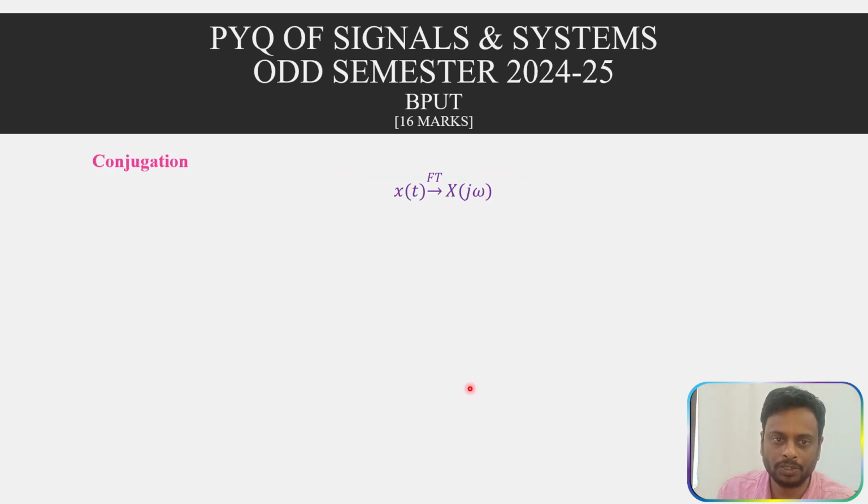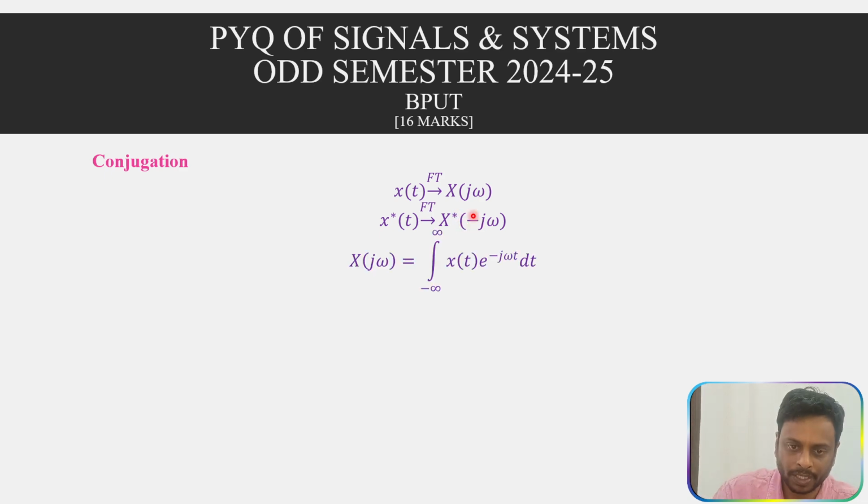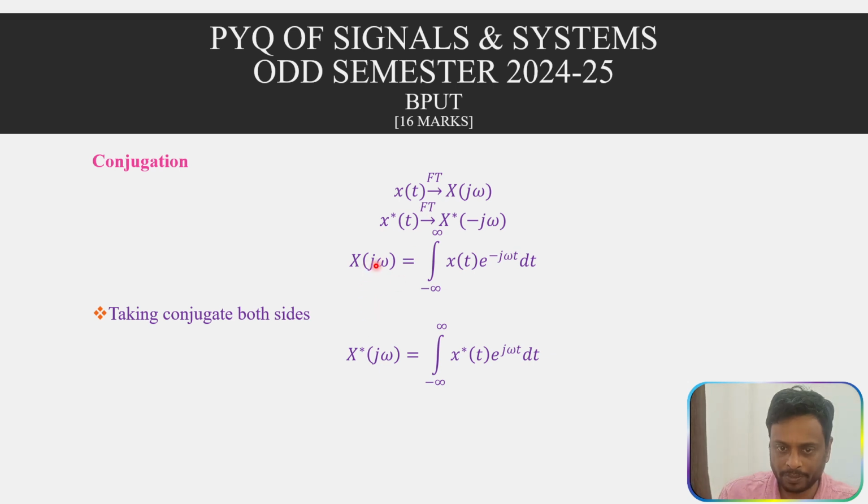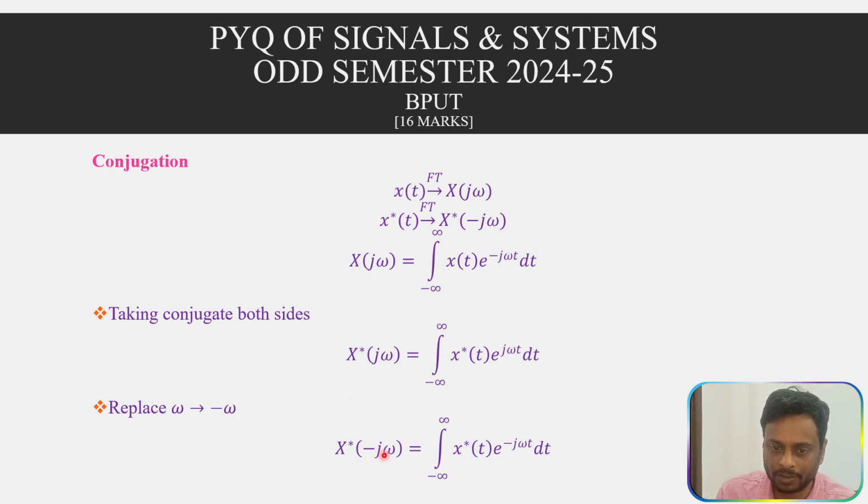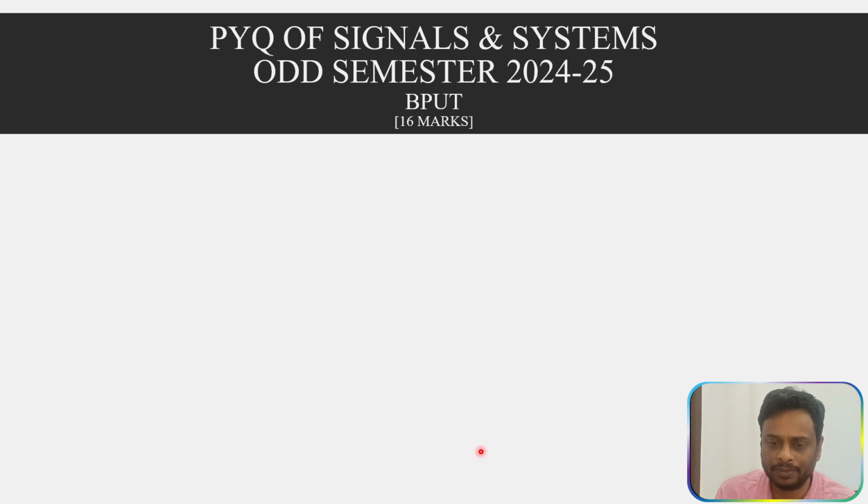Next is the conjugation property. If the Fourier transform of x of t is X of j omega, then the Fourier transform of x star of t, that is the conjugate, is X star of minus j omega. Let us prove that. X of j omega is the Fourier transform. Taking the conjugate on both sides, we get X star of j omega, and x star of t, and the minus sign in the exponent becomes plus when we take the conjugate. Now replace omega with minus omega. So this is the Fourier transform of x star of t.